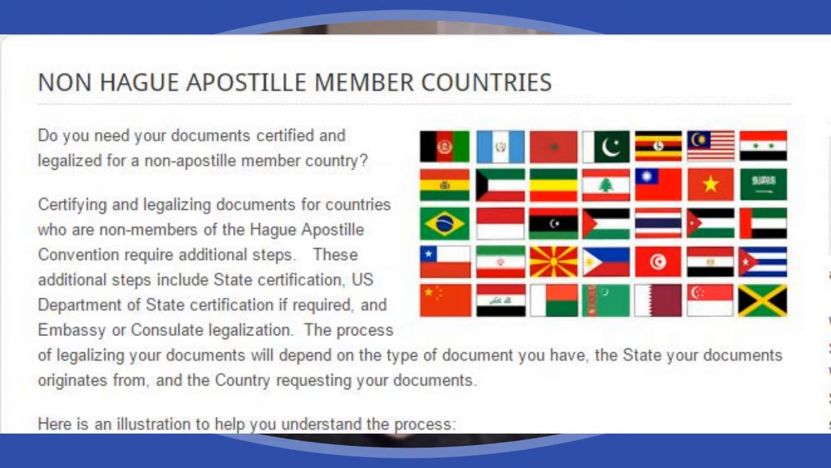There is a list. I forget which website it's on, but you can find it. So go on there, do your research. All right, non-Hague Convention member country. For this one, I use Taiwan. Tell them it's going to, again, a non-Hague Convention country, and they'll authenticate it.